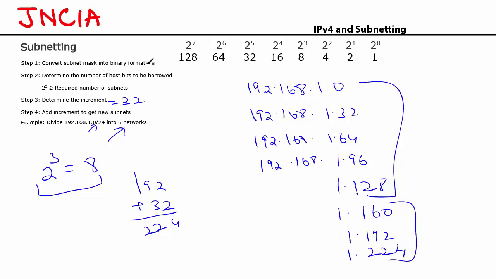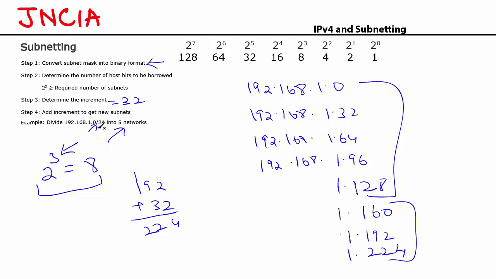Just a quick recap. We started by converting the subnet mask into binary format, and then we decided to borrow some bits from the host portion so that we get some additional networks. To find out how many bits to borrow, we use the formula 2 power x is greater than or equal to required number of subnets. Here the required number of subnets is 5. The value of x gives us 2 power 3 is equal to 8, which is definitely greater than or equal to 5. So we fixed 3 as the number of bits to be borrowed.